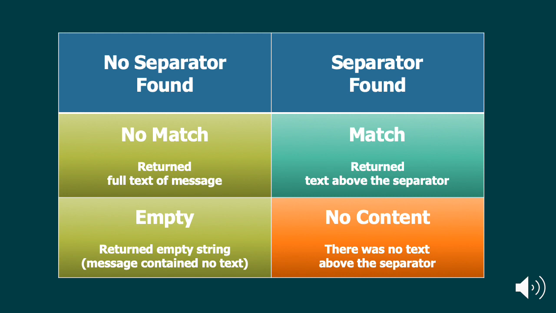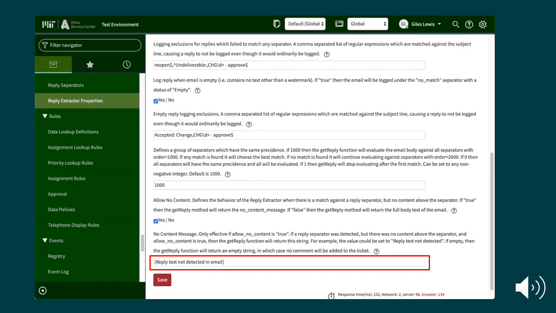Because we do not really know what happened in the case of no content, there are some properties you can set to control the behavior. If allow no content is false, then the function will return the full body text of the message. This is essentially the behavior you would have gotten if you had never installed the reply extractor in the first place.